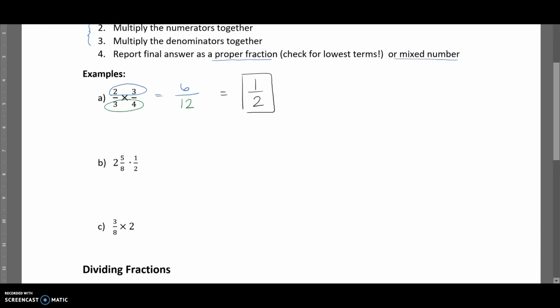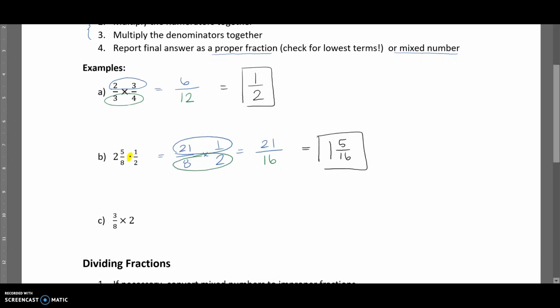In the next example, we have 2 5/8 times 1/2. Notice this dot symbol is another way to tell us to multiply. My first step is to convert my mixed number to an improper fraction. So I have 21/8 times 1/2. Now I can just multiply the numerators together. 21 times 1 is 21, and multiply the denominators together. 8 times 2 is 16. I'll convert this improper fraction to a mixed number, and my final answer is 1 5/16.